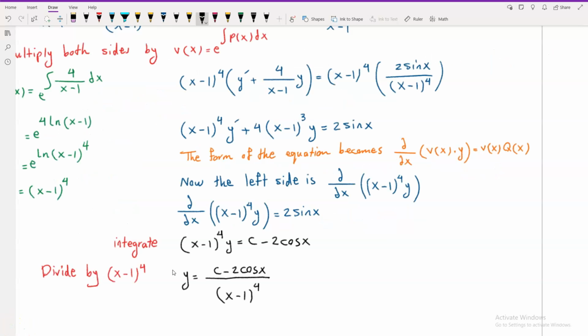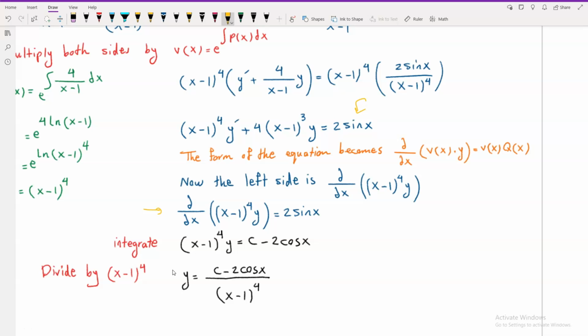So the form of the equation becomes d/dx of v(x)y equal to v(x)q(x). The left side is d/dx of (x - 1)^4 times y, equal to 2 sin x on the right side. Now integrate: (x - 1)^4 times y is equal to c - 2 cos x, and c is the constant of integration.